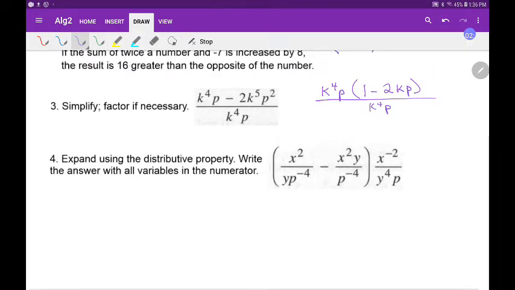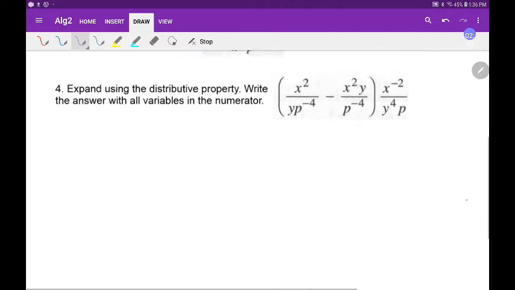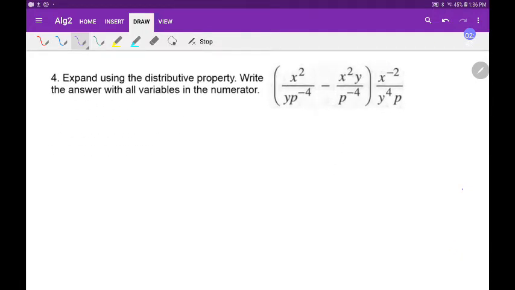Okay, so expand using the distributive property. Write the answer with all variables in the numerator. Just because it's over on the right side doesn't mean I don't still do what I do. I just do it from the right. So x squared and x to the -2, that's 0. I'm adding exponents, and then I have y to the 4th and y to the 1, so that's y to the 5th, and I have p to the -4 and p to the 1, so I'm adding, and that's p to the -3.